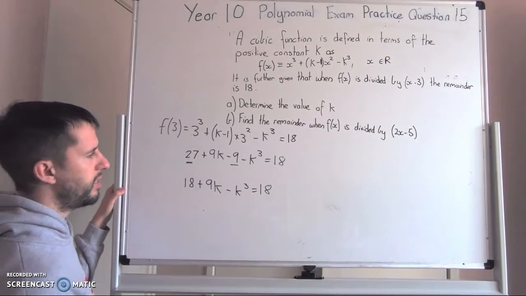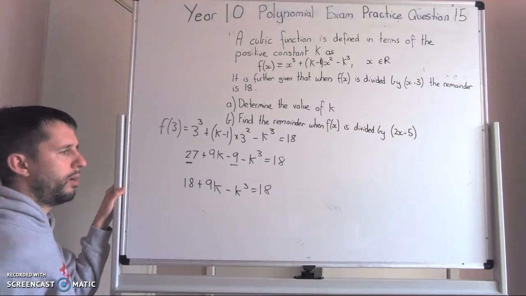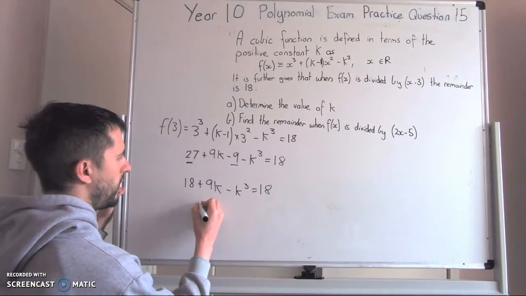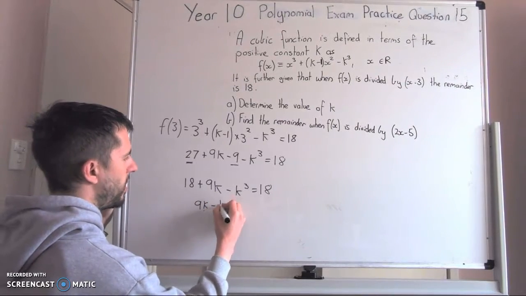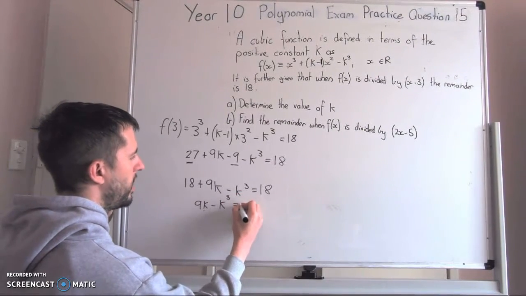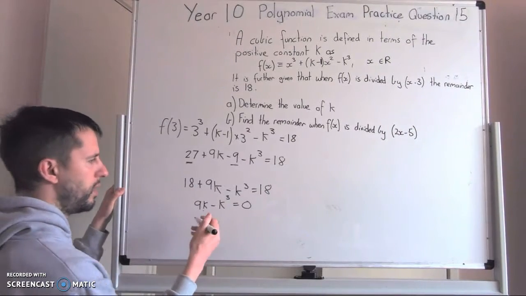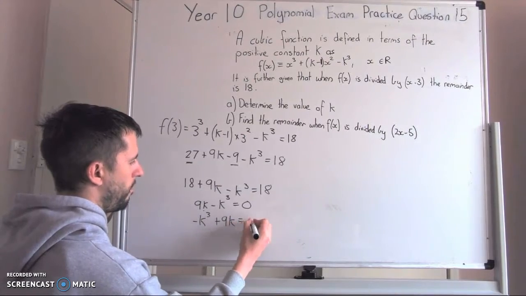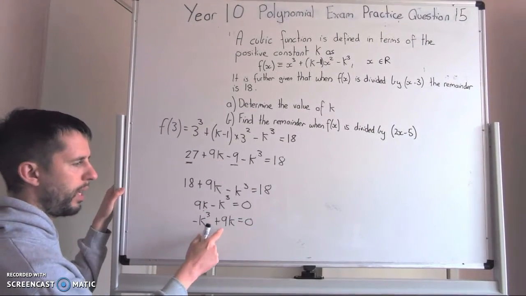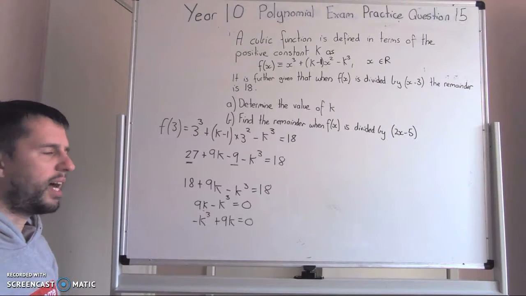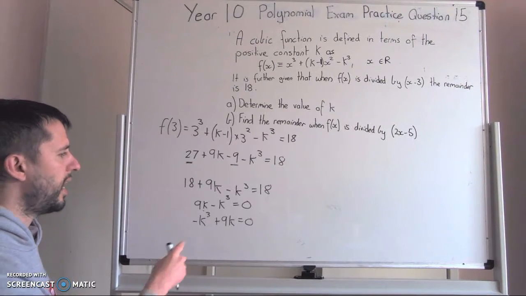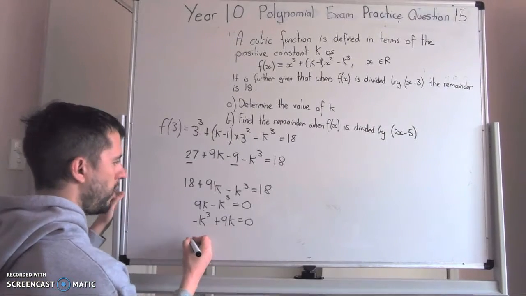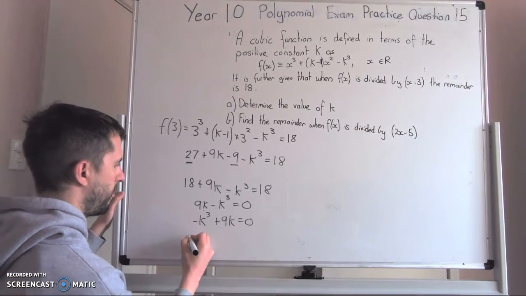Now the next step is I want it to equal 0. So if I just take away 18, it will equal 0. So that gives me 9k take away k to the power of 3 is equal to 0. I'm just going to move this around and rewrite it in a form that I would prefer, of negative k to the power of 3 plus 9k. The next thing I need to do is look at what is a like term here. And a like term that I have is k. So straight away, I'm going to take out k.